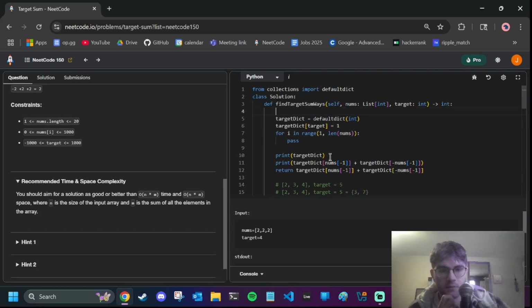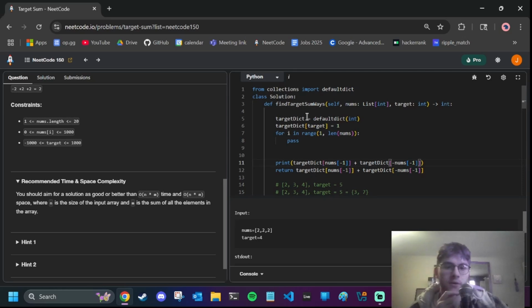Alright. Well, if we just trace the code, it's not too complicated. So if we have just nums as 5, this will get skipped. So then it will say, and let's say the target is also 5, it will say target dict of 5 equals 1. And then it will say target dict of 5 plus target dict of negative 5, which will be 1 plus 0, and it will return 1.